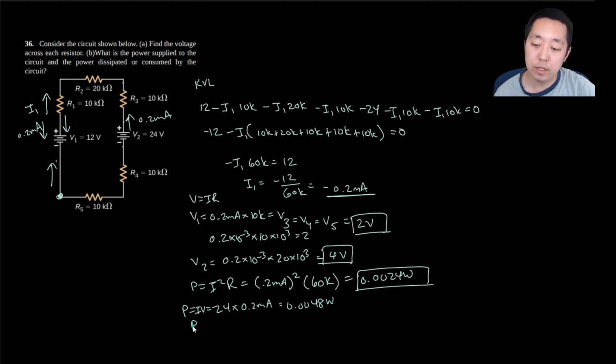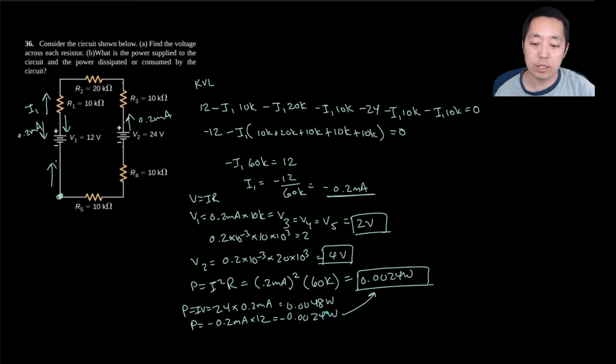But this battery is not sending out power because it's absorbing 0.2 milliamps of power. So this power is negative 0.2 milliamps times 12 volts. That's how much power this is absorbing, and that's 0.0024 watts. Negative though, because it's absorbing power. So this one actually should have been included in here.